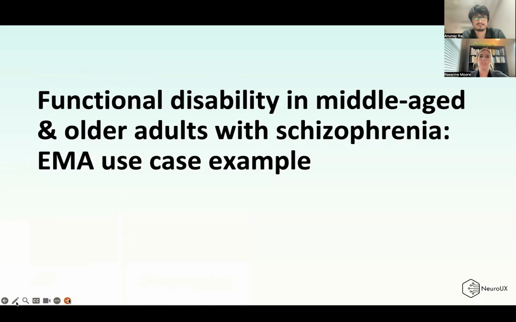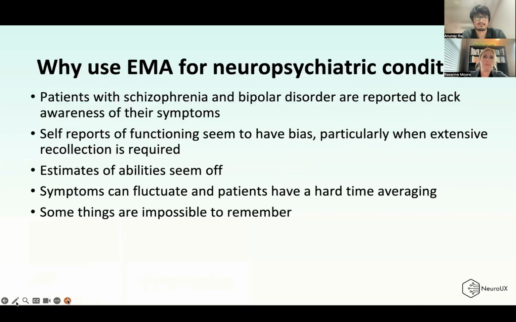So I'm going to go through just a sample study that we did looking at functional disability in middle-aged and older adults with schizophrenia. And when we think about why we want to use EMA in neuropsychiatric conditions, such as people with serious mental illness, patients with schizophrenia and bipolar disorder, it's thought that they lack an awareness of their symptoms, but perhaps that's not the case.